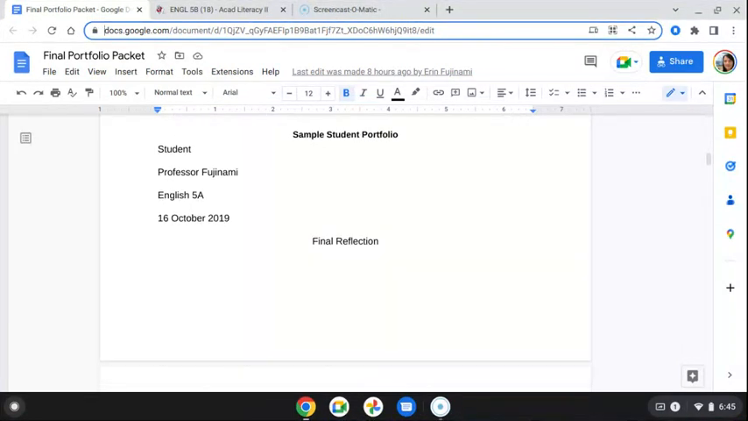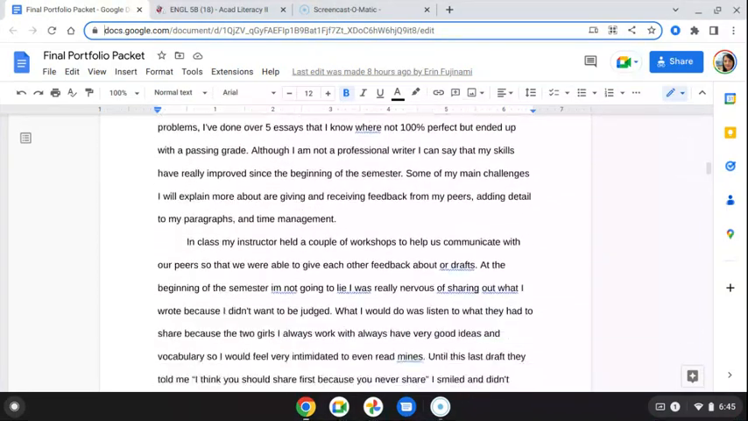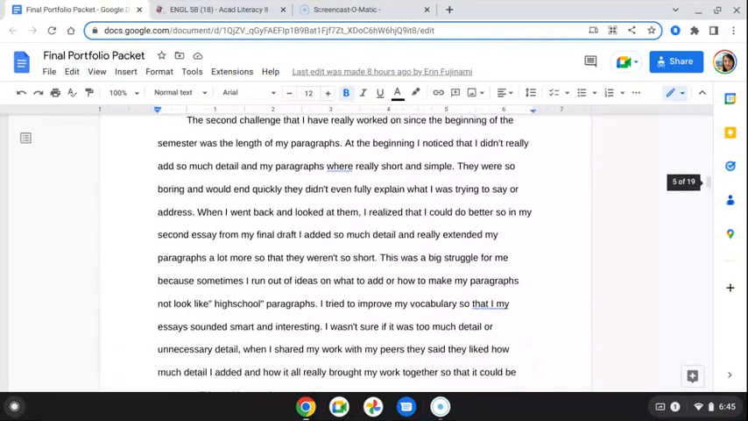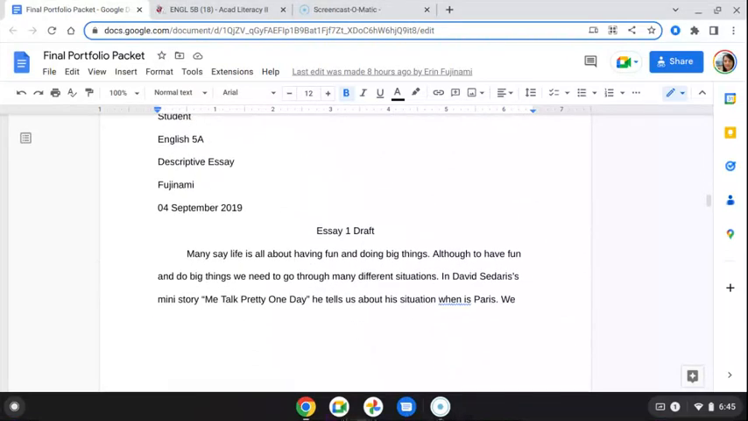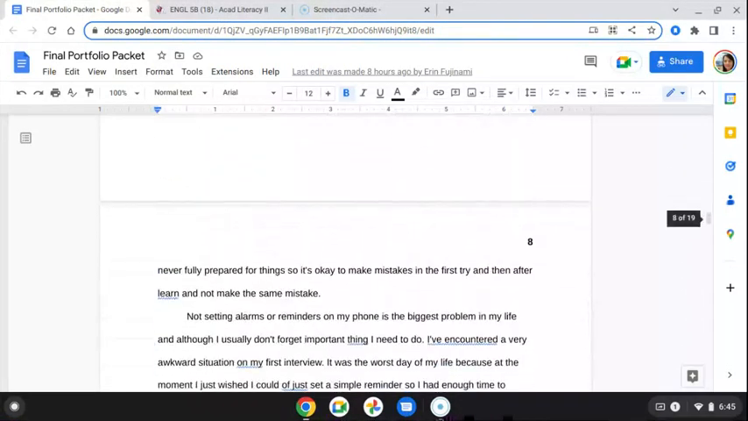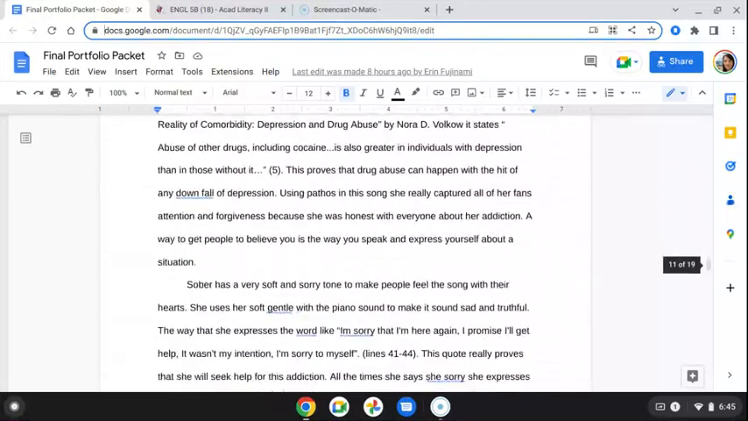All right, so once you arrange your portfolio, then you are ready to go, right? But there's a sample student portfolio here for you to look at so you can see what this looks like. So you can see we've got that reflective cover letter here. Goes on for a couple of pages. Then we have Essay 1 draft. And if we scroll through, we're going to see the Essay 2 drafts and so on.